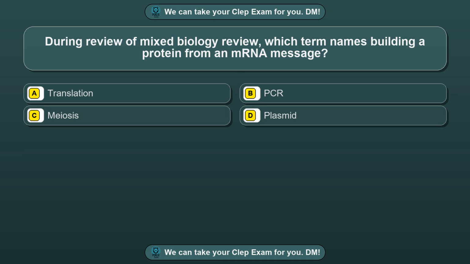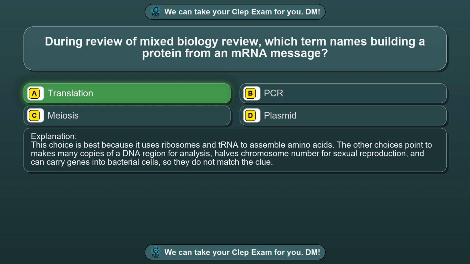Question 18. During review of mixed biology review, which term names building a protein from an mRNA message? Option A, translation. Option B, PCR. Option C, meiosis. Option D, plasmid. The correct answer is option A, translation.